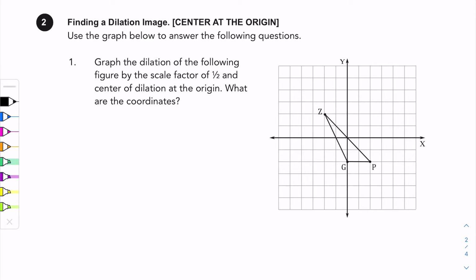Finding the dilation of an image when the center is at the origin. That's a big one to pay attention to because eventually we will be doing them not at the origin. But the center at the origin is the center here, meaning everything is going to shrink or expand from that point.